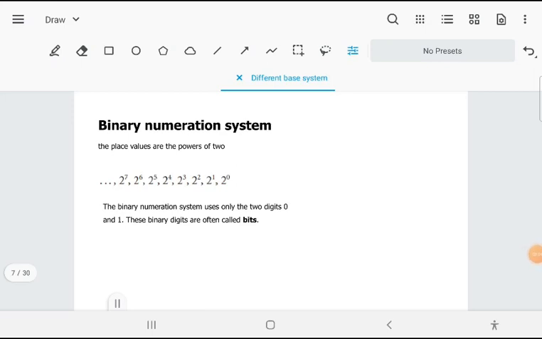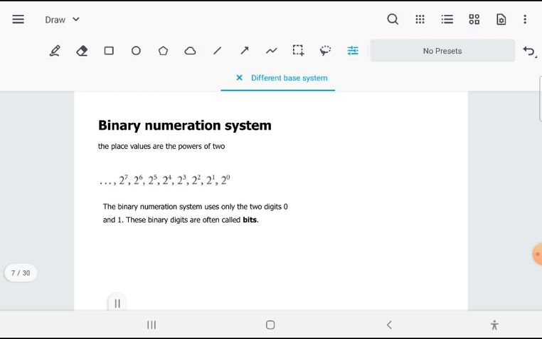Okay, now in this portion, we will be talking about the binary numeration system and also the base 12 numeration system and the base 16 numeration system, and converting numerals in those bases, non-base 10 systems, to base 10.